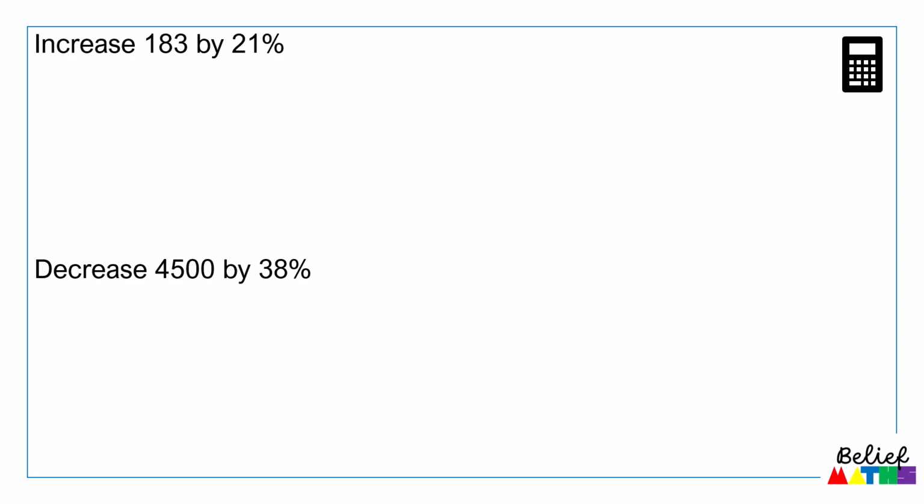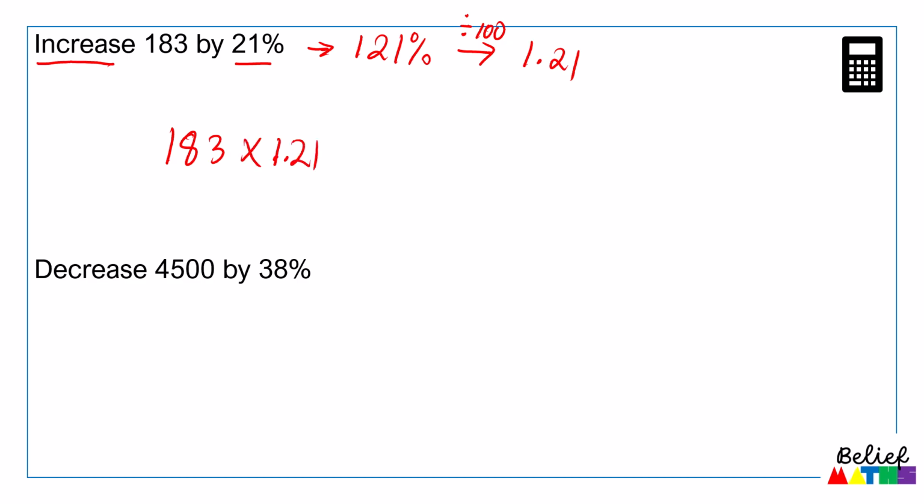Now this is where the way that we thought about the first round of questions is really going to help here. In this question, we're going to increase by 21%. That means we're finishing with 121%. Now we're going to make our multiplier. Remember, to get our multiplier, we're going to divide by 100. So that's 1.21. So very simply, to increase 183 by 21%, we do 183 multiplied by 1.21, which in our calculator gives us an answer of 221.43.